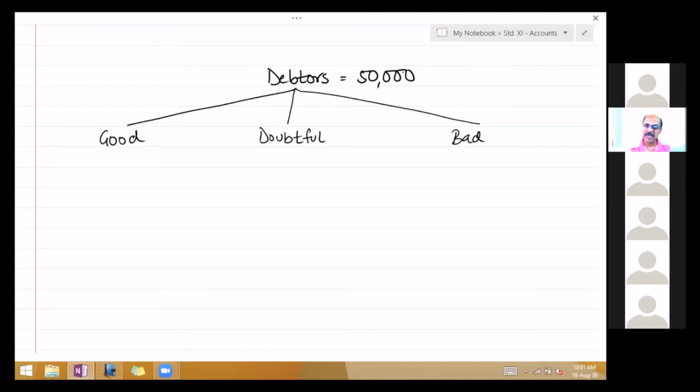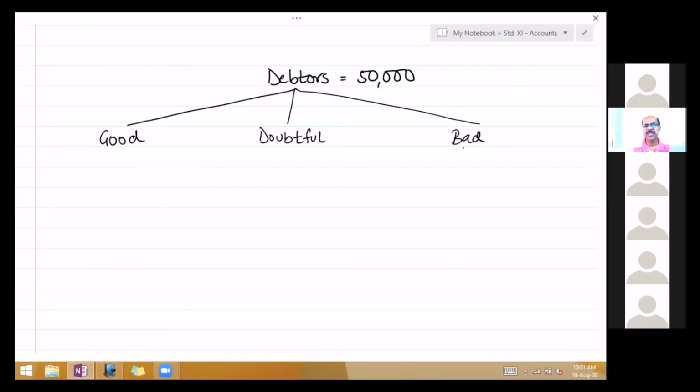Normally 10% of the amount is not received. So 10% means I know every year I am going to suffer a loss called bad debts, 5,000 rupees. And I'm not very sure of some people. They have money in the beginning, but later on something happens and they come and say, I may not be able to pay you. What should I do? I may pay you if I get money.